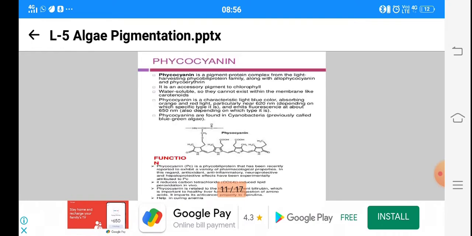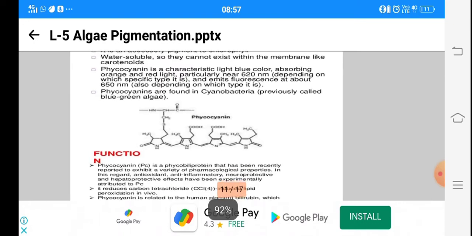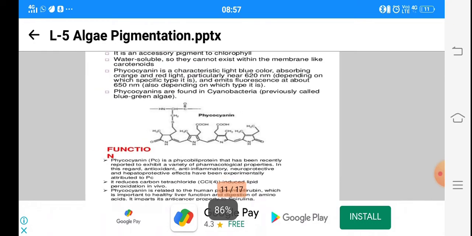Then phycocyanin, it is a pigment protein complex from the light harvesting phycobiliprotein, which is along with allophycocyanin and phycoerythrin. They are water soluble, and they exist through the membrane. Right. Function of phycocyanin, as it is to be there.